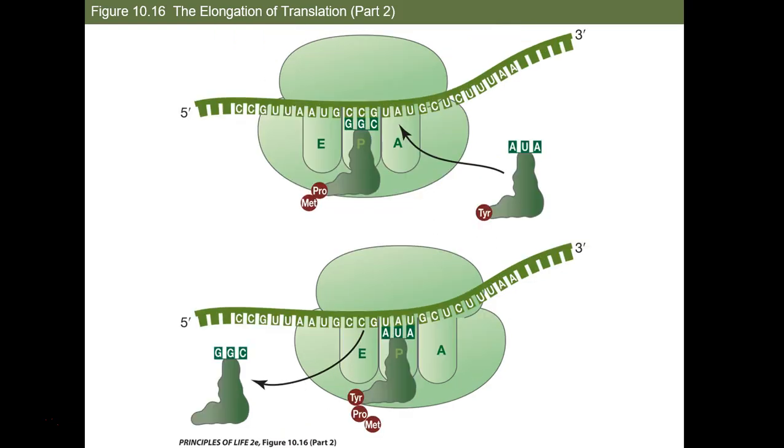The process occurs again as the tRNA at the A site is now at the P site. A new tRNA enters at the A site, forming a peptide bond between the amino acids. This process will keep occurring to grow the polypeptide chain.